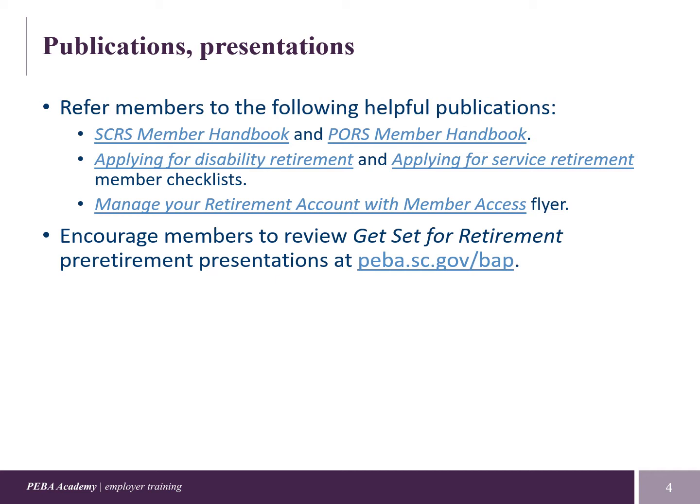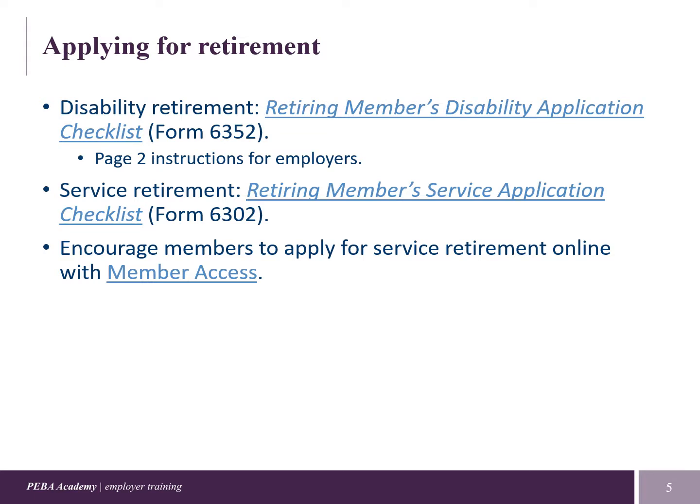You can also encourage your employees to review our Get Set for Retirement pre-retirement presentation, which is located on PEBA's website. Applying for retirement is easy. While paper applications are required for disability retirement, we encourage members applying for service retirement to use Member Access. It will walk the member step by step through the process, and members can upload any required documentation.